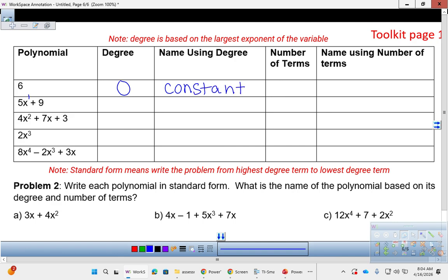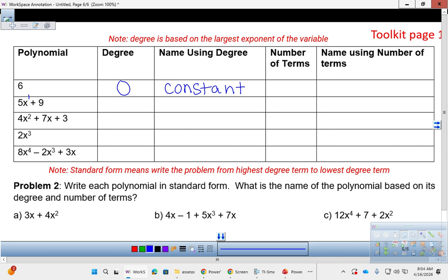The reason it's called a constant is that without a variable, it's never going to change. So if this was like a 6x, I could plug values of x in, and that 6 is going to change to another number. With no x there, the 6 is always going to be a 6. It's constant. It never changes. So that's why it's called a constant, all right?